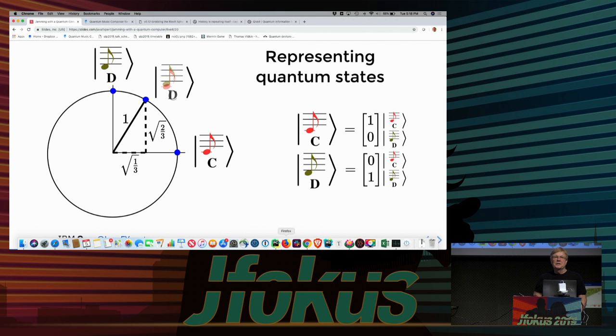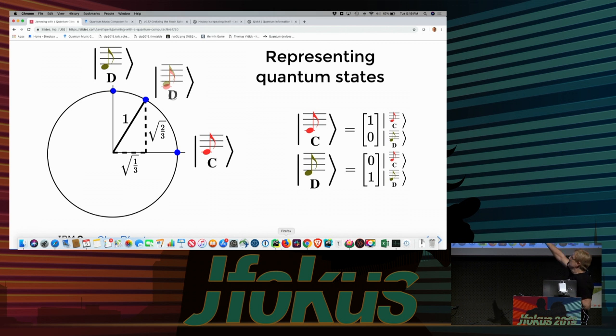So far we've got classical states, but now we're going to get into quantum states and superpositions. With quantum states, it could be 0 or 1, or in this case, C or D, or it could be in any superposition of those two. Superposition sounds like a really mysterious word, but in algebra terms, it's really just a linear combination. It's some combination of C and D.